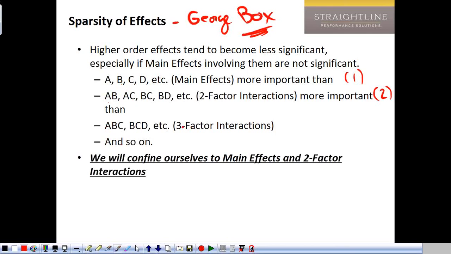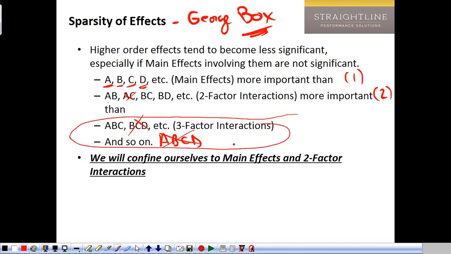So if you have, in this case, our four-factor interaction, we'd also have A, B, C, D. This would be less important than this, and this would be less important than this, and the two-factor interactions would be less important than the main effects. So we're going to use this to our advantage, and say, well, if we don't have the budget, let's not try to estimate all these higher order interactions. Let's just get the lower order interactions and the main effects. That's what a fractional factorial does, and that's how it helps us.